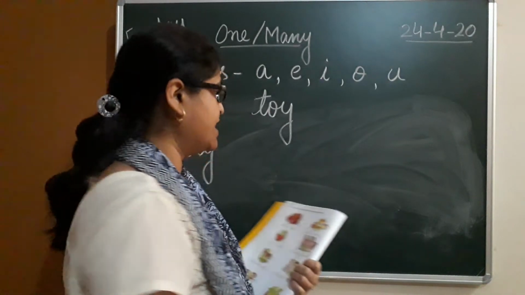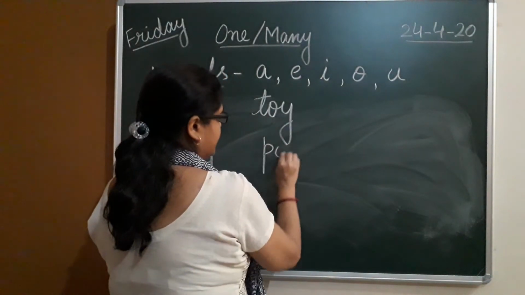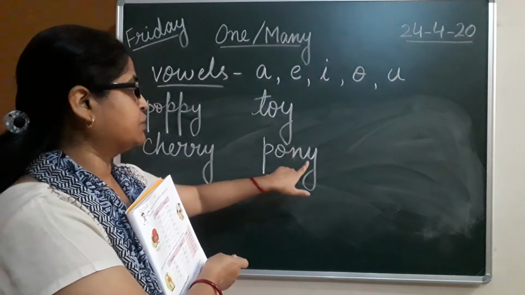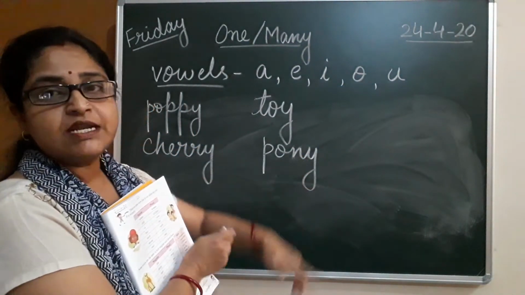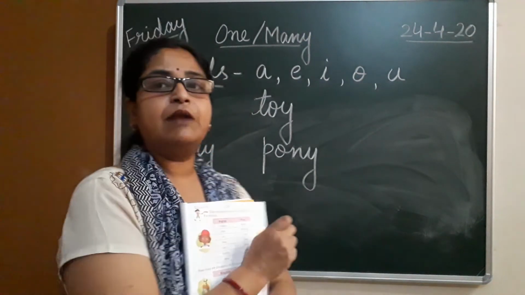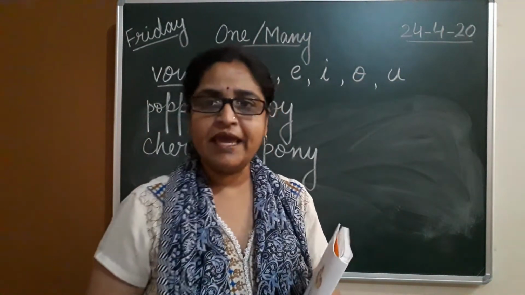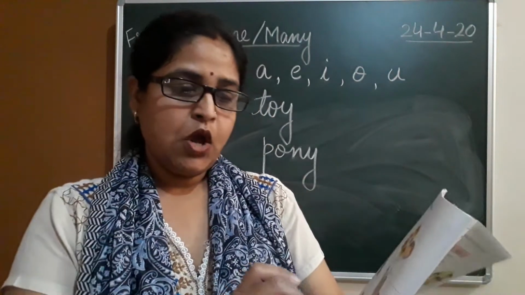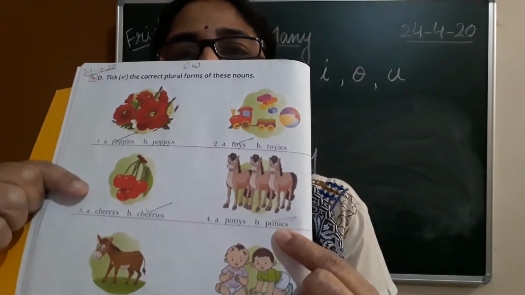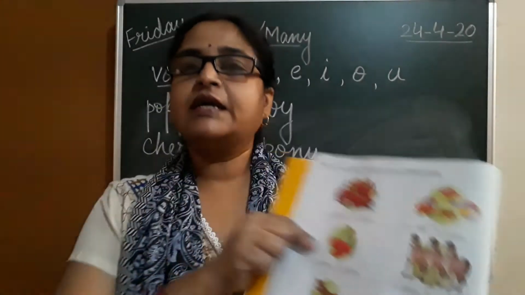Then the fourth word is pony. It is again, children, ending with Y, but there is a consonant before Y. So here again you will remove Y and put IES to make that word plural. So again you will put a tick on the second option. The second option is the correct one.